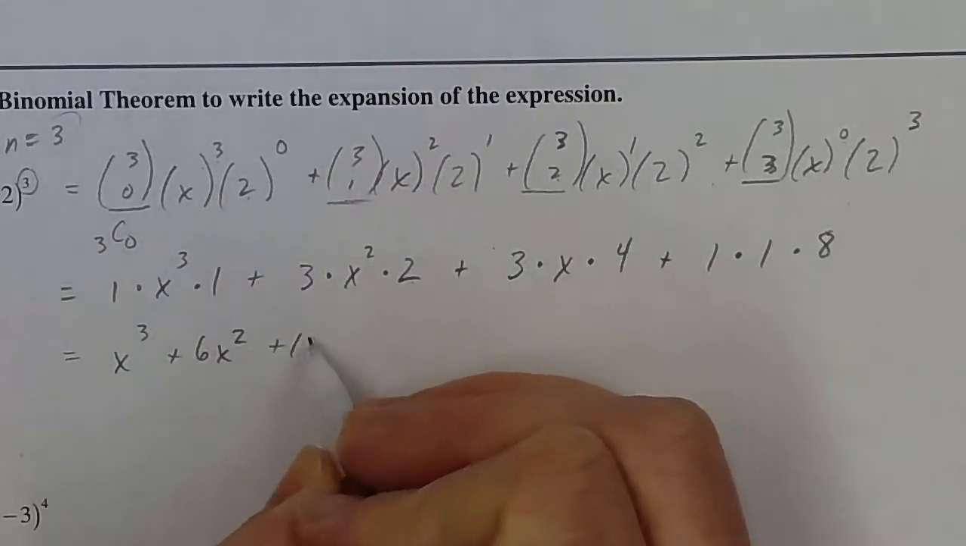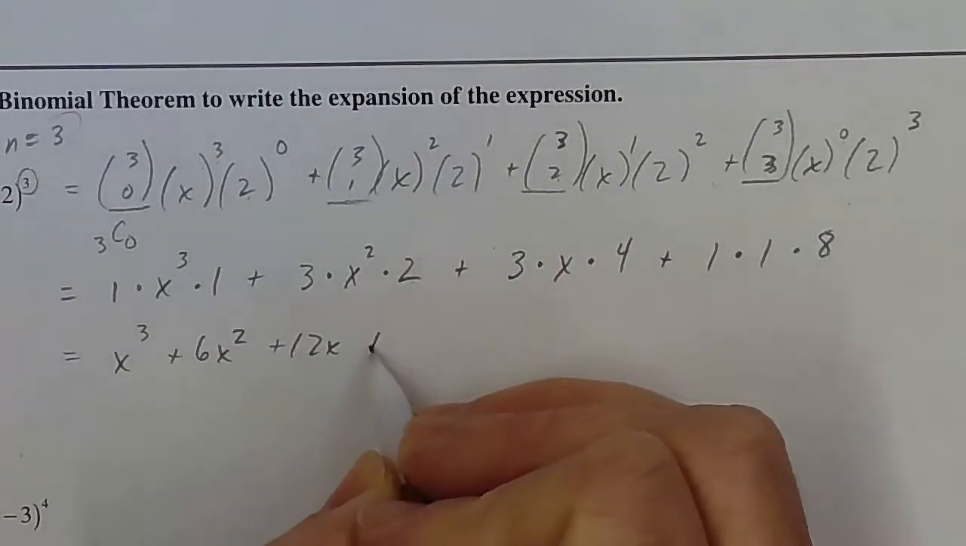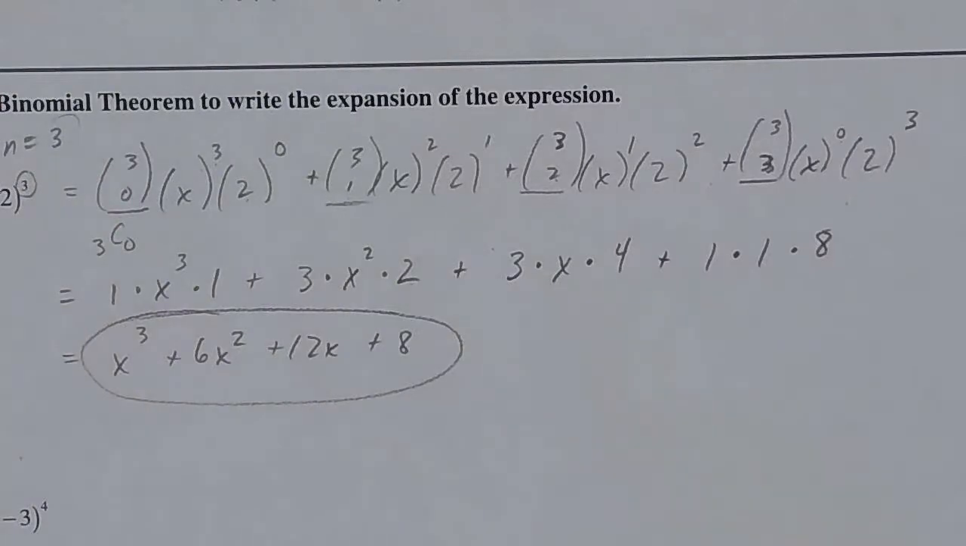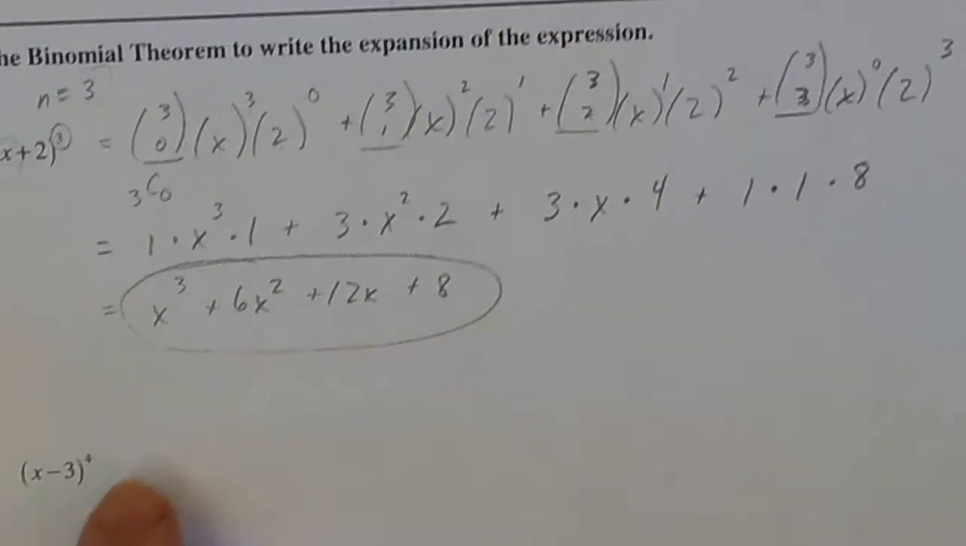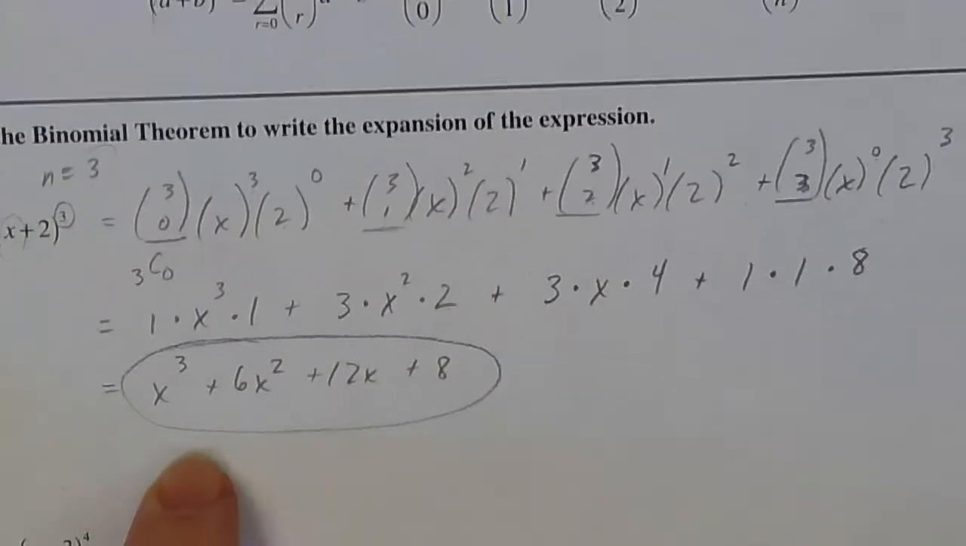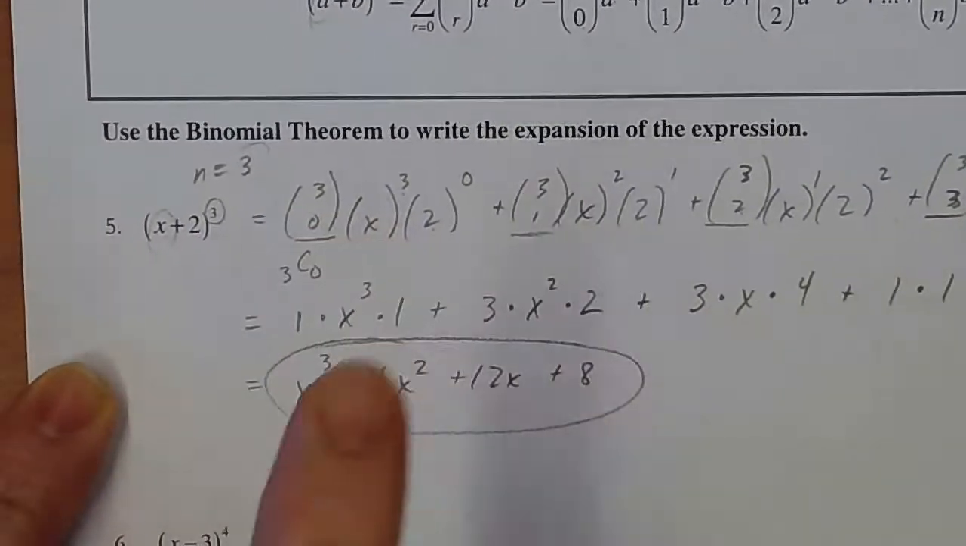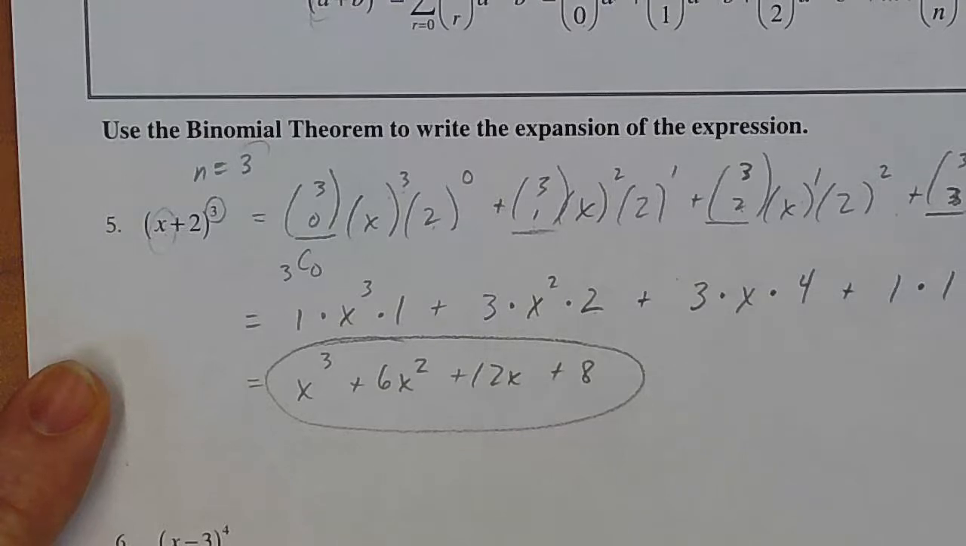This gives me 12x, and that gives me 8. Okay, so that's why it's called binomial. These always start with 2 terms inside of parentheses, and then we're going to raise it to some power. Okay, and we get it just like that.